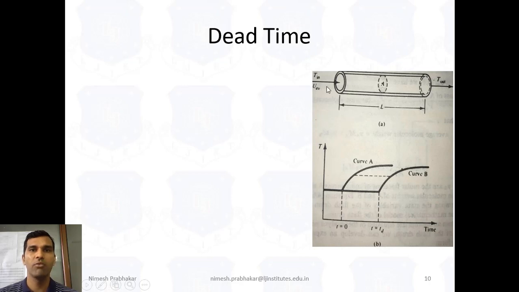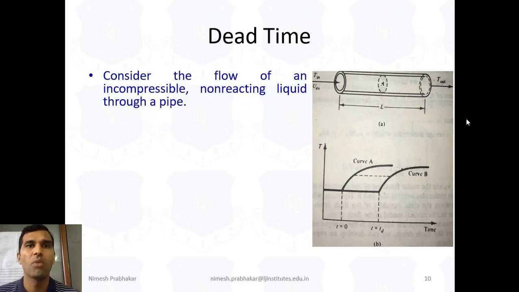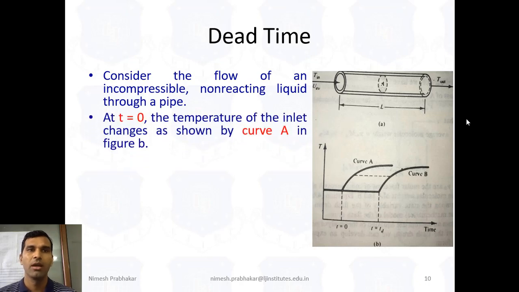UAV represents the velocity of the fluid, or the velocity of the water, and this tube length is L. We consider it. So now we start. Consider the flow of an incompressible non-reacting liquid through a pipe. At t equals 0, the temperature of the inlet changes as shown by curve A in figure B.